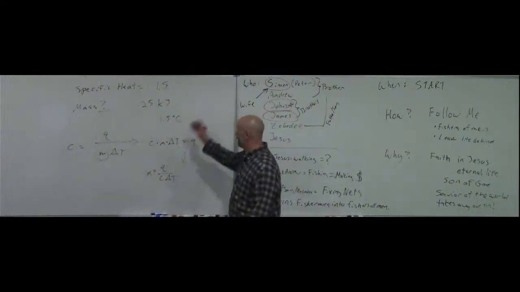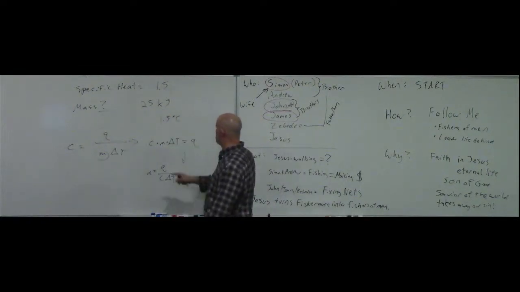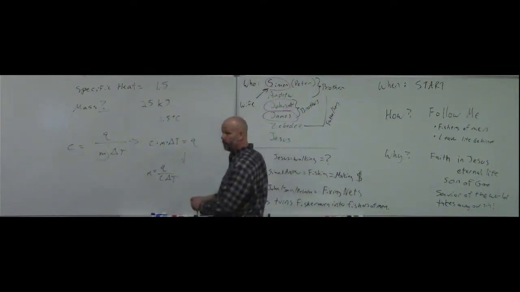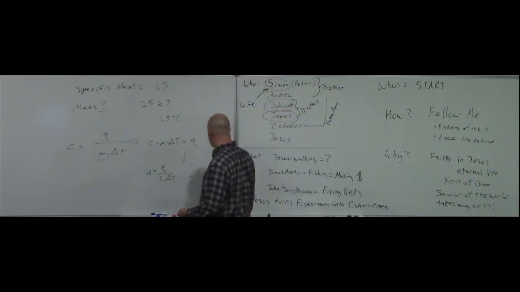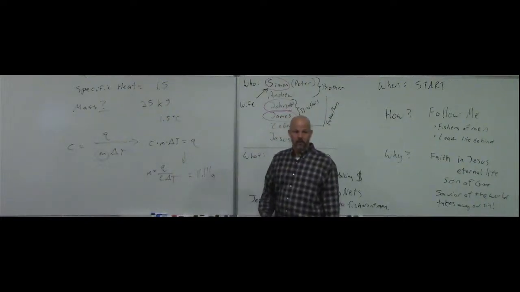Right now, just plug in numbers, right? It's 25,000 joules divided by 1.5 divided by 1.5. What do you get? 11,000. 111 grams? Yeah, just a bunch of ones. Okay. Good. Everybody get that? Or at least see how to get that?